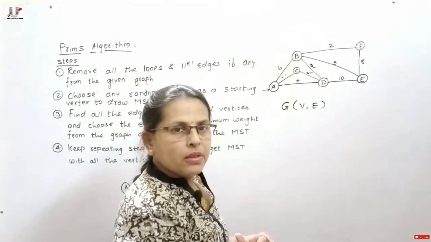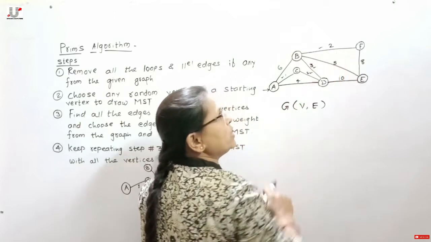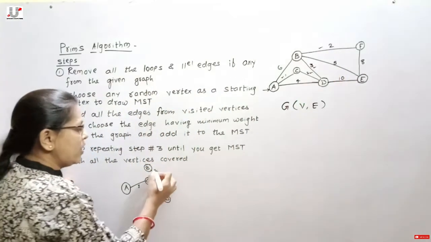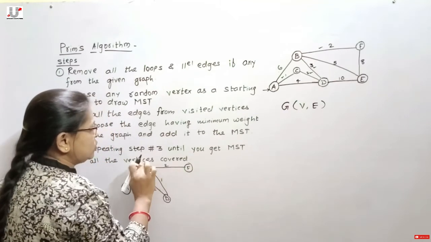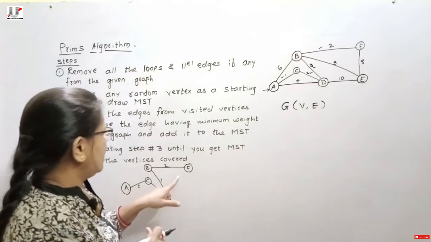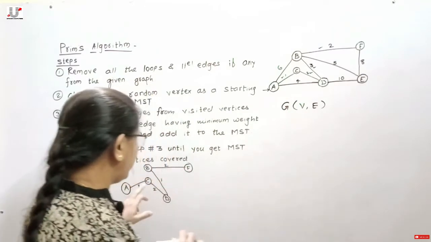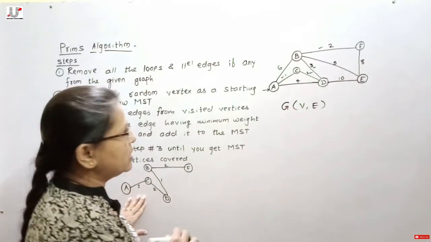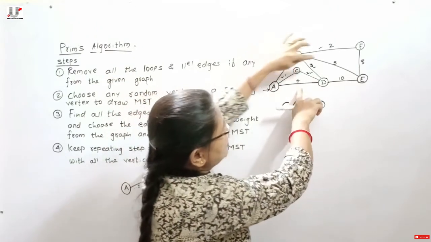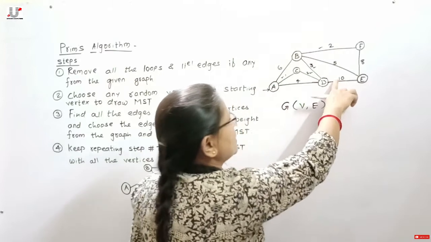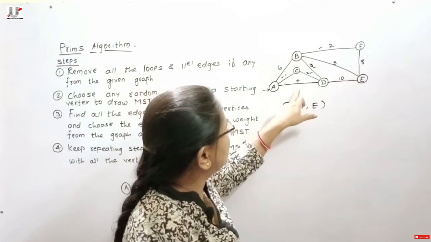Out of them, choose an edge with minimum weight. So here 4 is an edge between B to F having minimum weight as 2. So add it to the MST. Then again you have to check all the incident edges of these visited vertices. 6, 4, 5, 10. Out of these you have to check an edge with minimum weight.